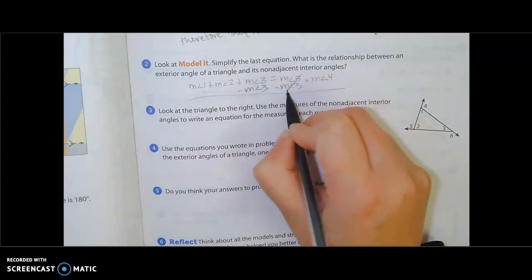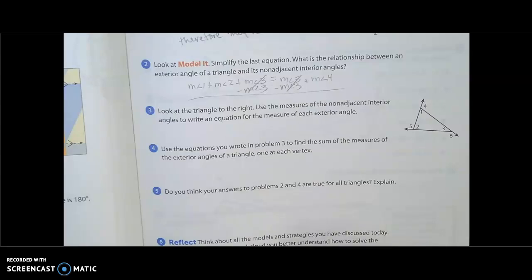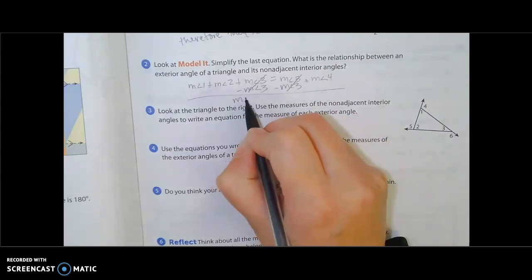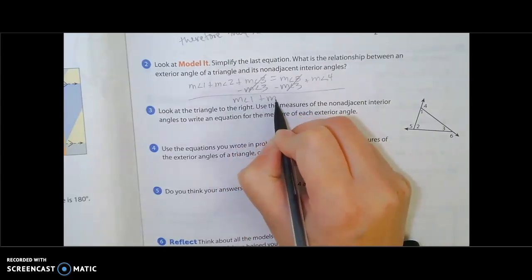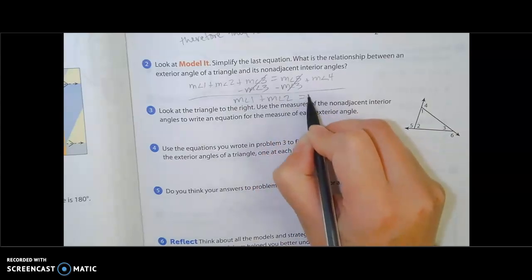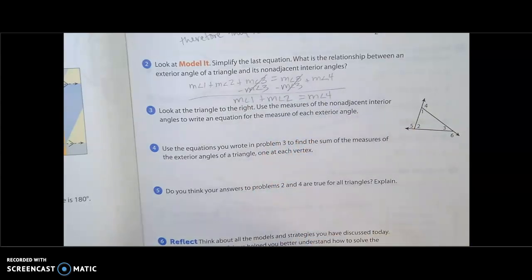So it's going to zero out on both sides. So now I know that the measure of angle 1 plus the measure of angle 2 equals the measure of angle 4. They are the same because they add together with that same measure of angle 3, and both expressions add to 180 degrees.